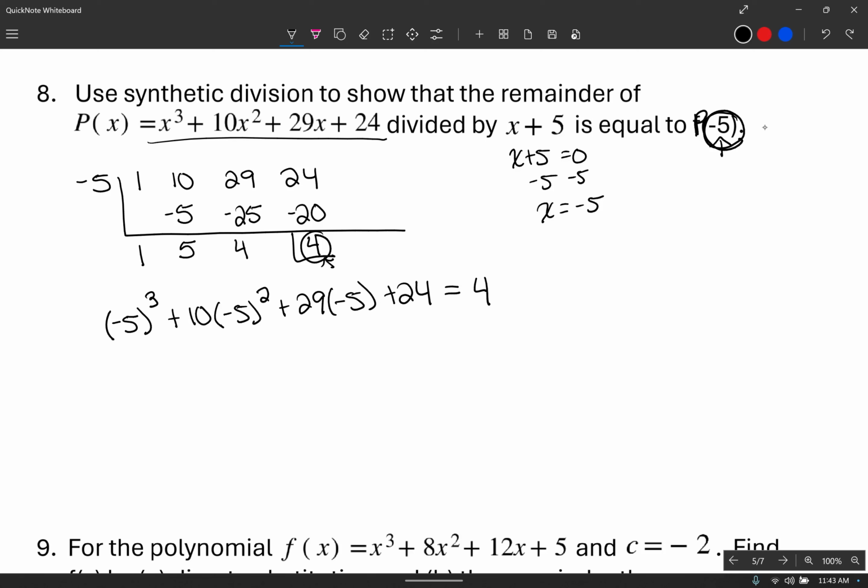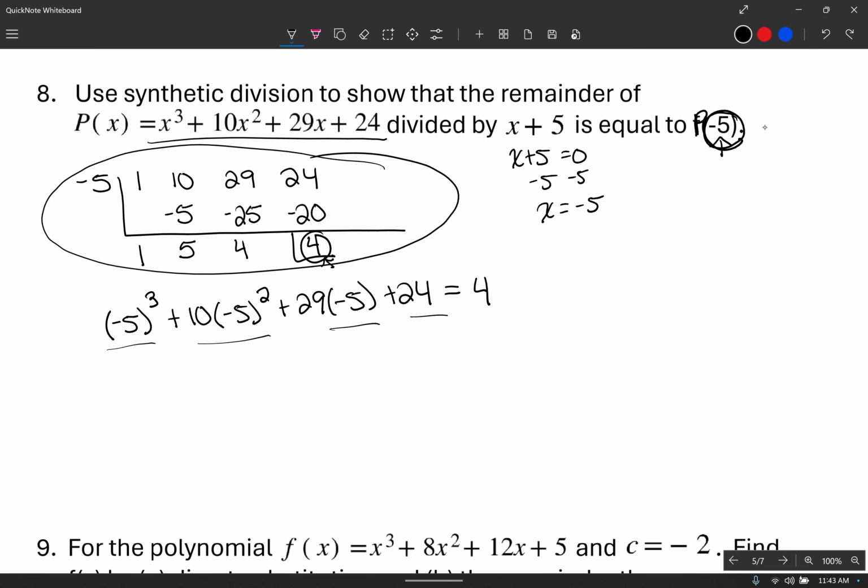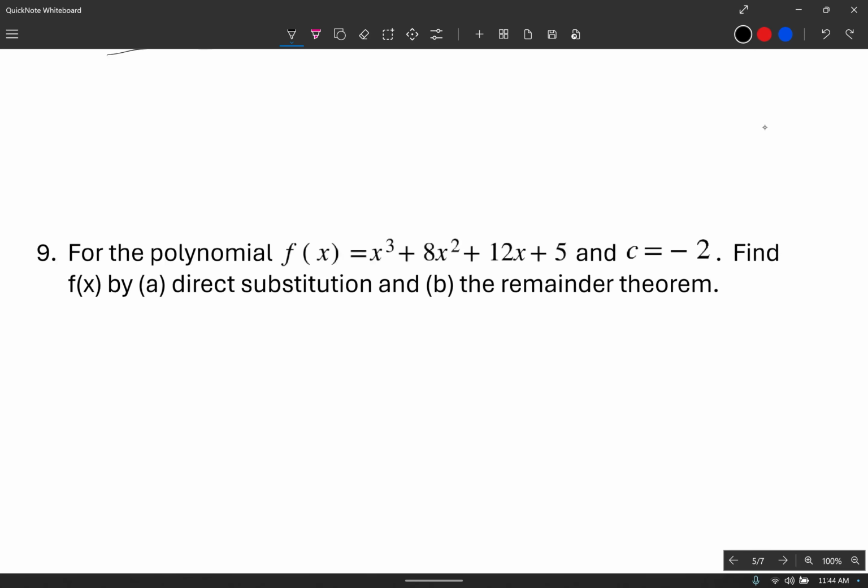Now, here's the deal. I myself am not gifted enough to plug in negative 5 and do all of this in my head. However, I did not need a calculator for this. So if I was ever in need of doing math without a calculator, I would be able to do this by using synthetic division. Now remember, this only works on linear factors. All right.